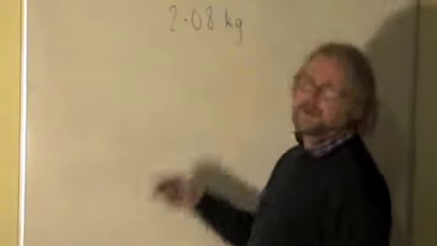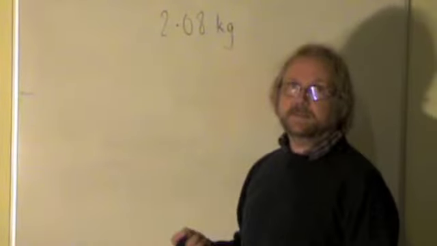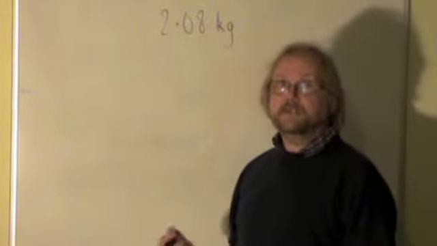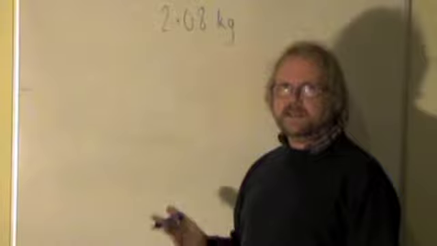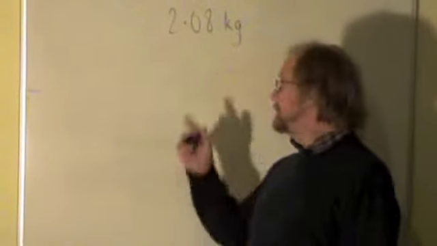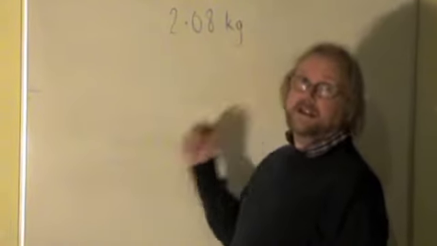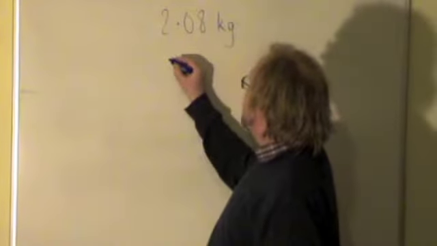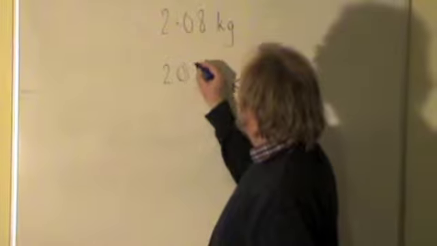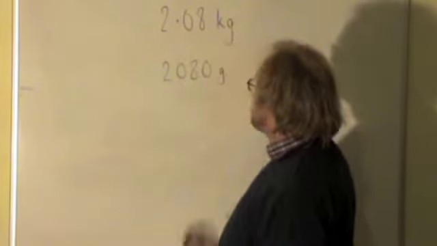So you have to know that a kilogram is 1,000 grams. If you didn't know that, that's something that's important to take on board. If you get other bigger units like tons, they usually tell you how many grams it is. But kilograms, they expect you to know, is 1,000 grams. So you have to multiply that by 1,000 to get 2080 grams.